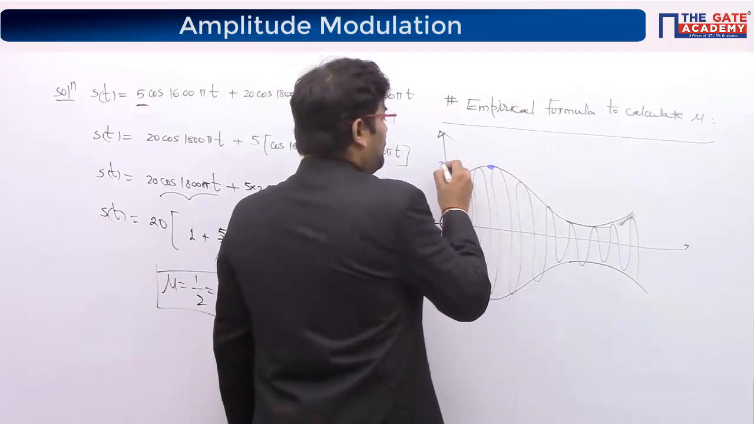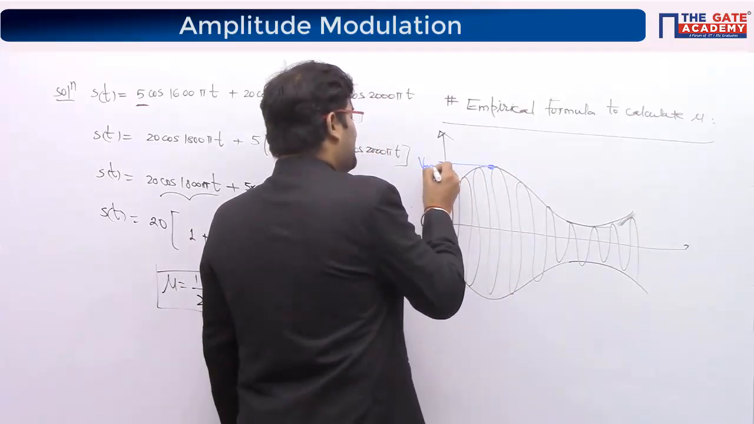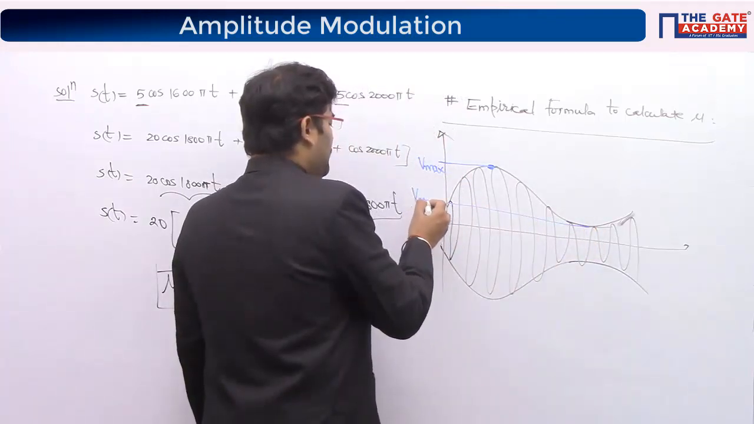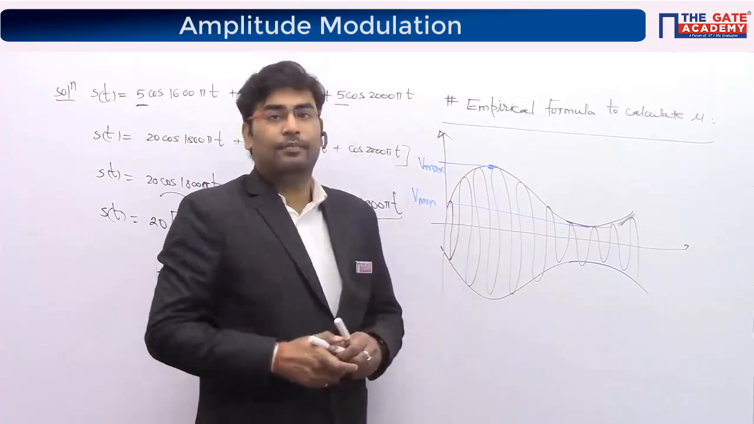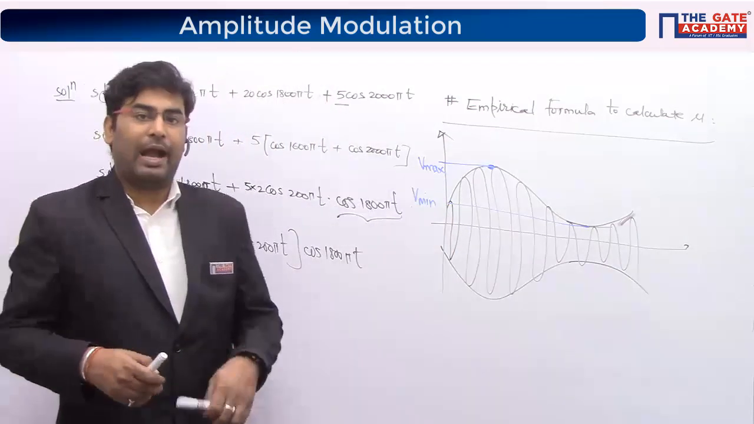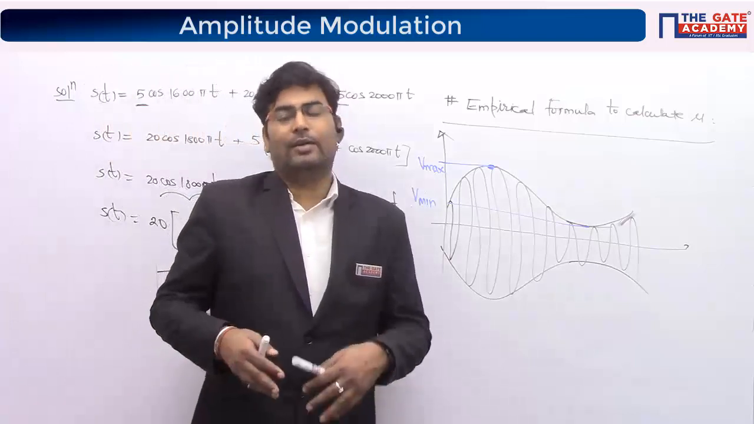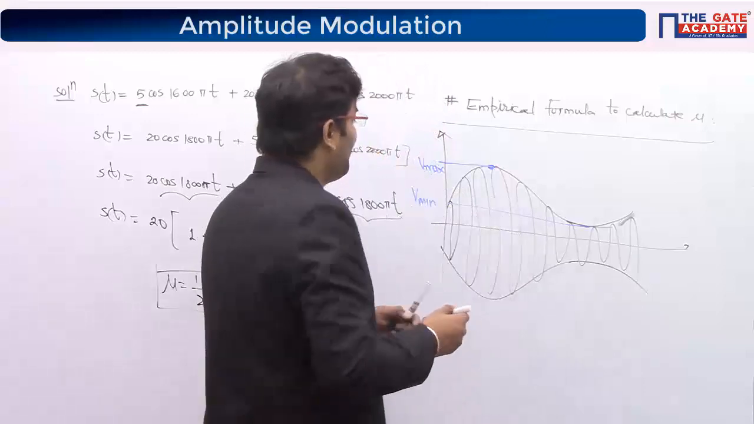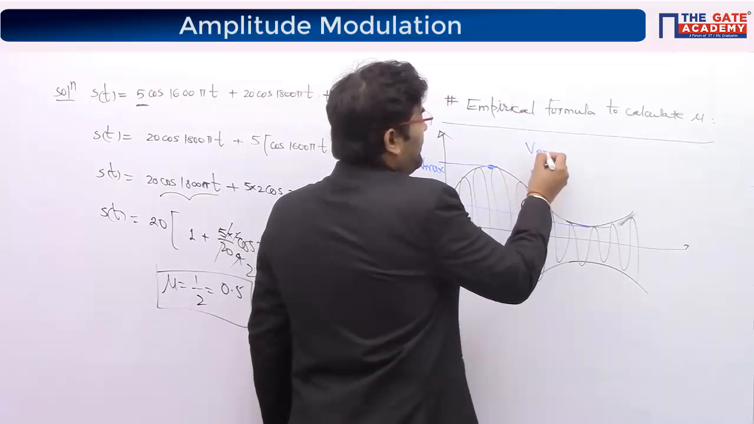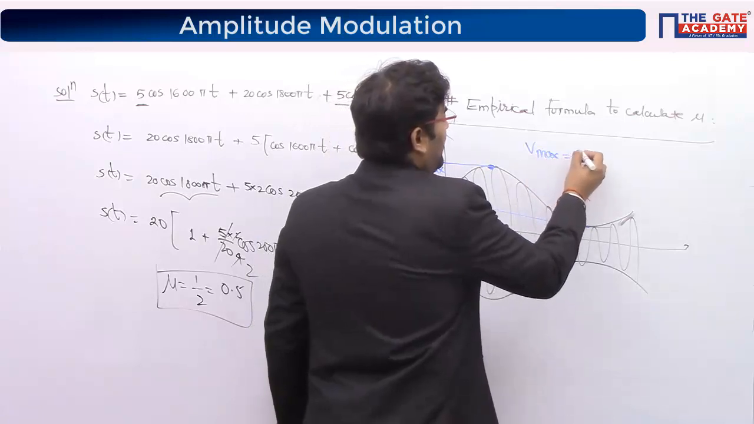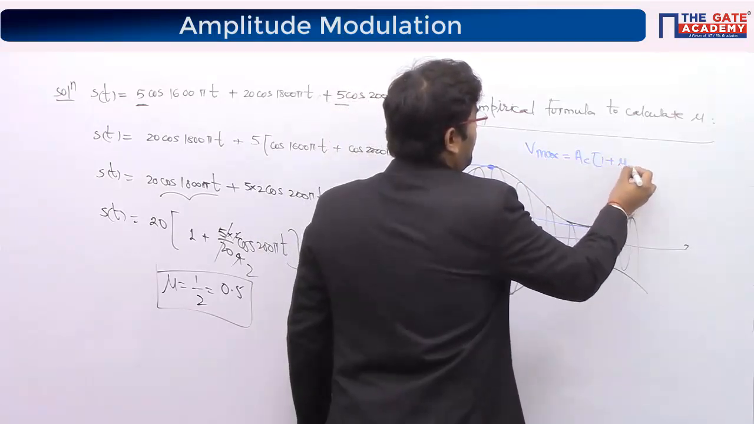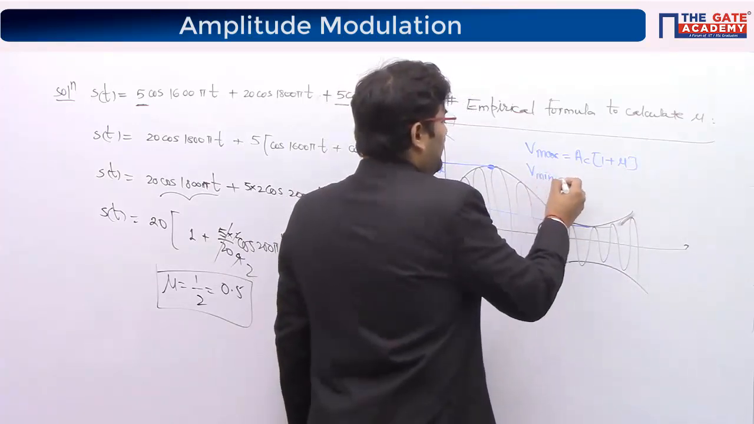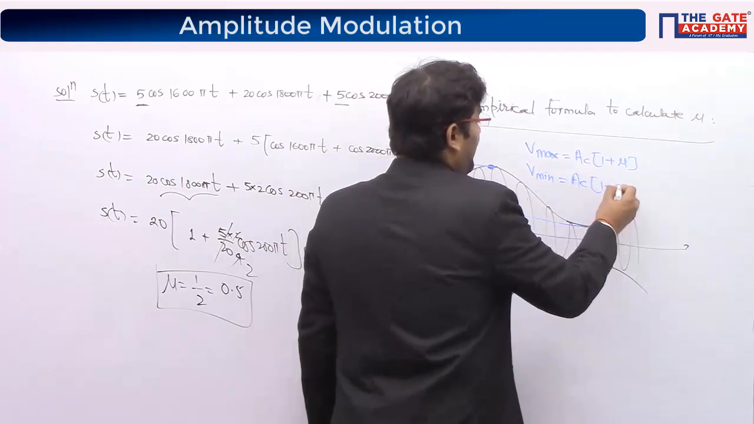This point is known as V max, and this point is known as V minimum. And we know the maximum amplitude after modulation, I'm talking about the amplitude of the carrier after modulation. What is that V max? V max would be equal to, as I have told you earlier, AC times 1 plus mu. Similarly, V minimum would be AC times 1 minus mu.